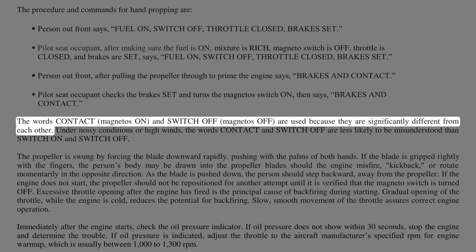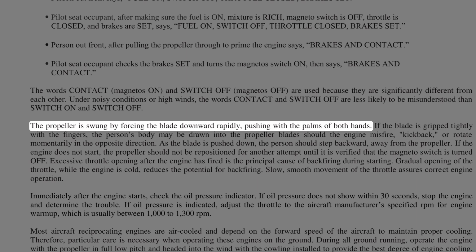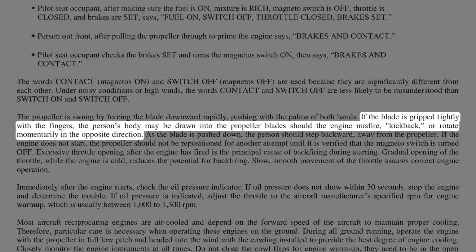The words "contact, magnetos on" and "switch off, magnetos off" are used because they are significantly different from each other. Under noisy conditions or high winds, the words "contact" and "switch off" are less likely to be misunderstood than "switch on" and "switch off." The propeller is swung by forcing the blade downward rapidly, pushing with the palms of both hands. If the blade is gripped tightly with the fingers, the person's body may be drawn into the propeller blades should the engine misfire, kick back, or rotate momentarily in the opposite direction.